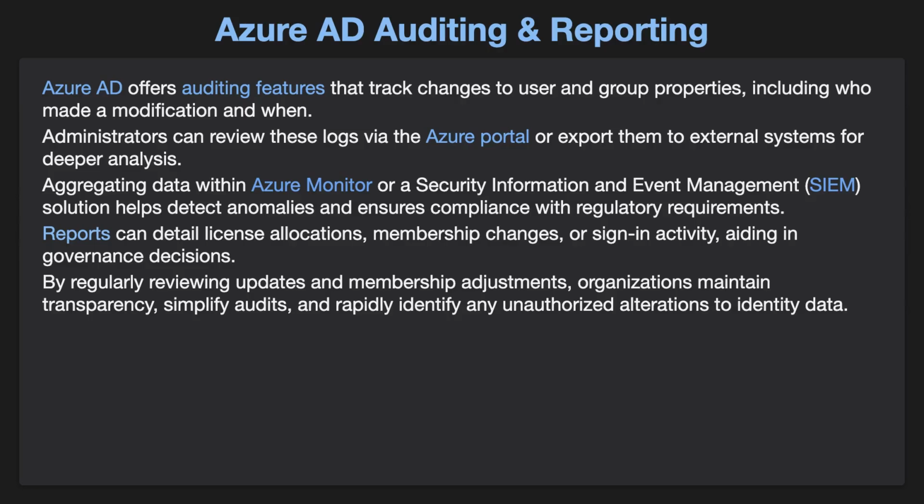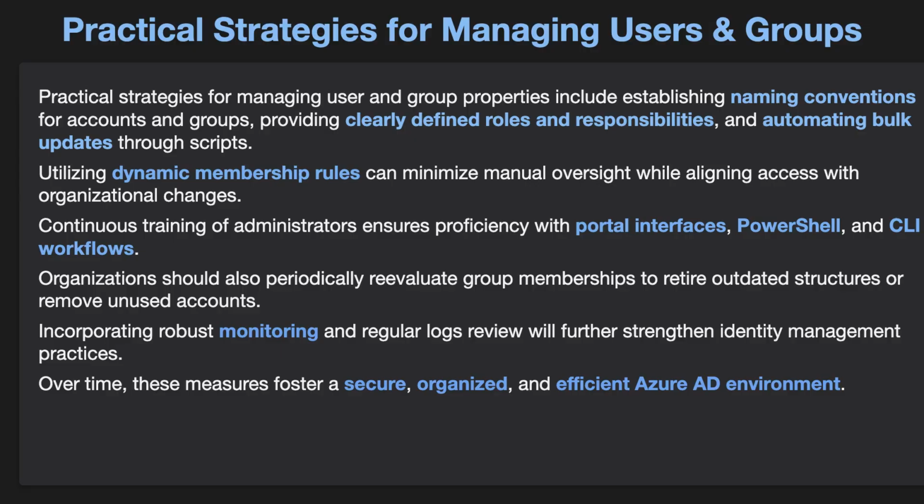Azure AD offers auditing features that track changes to user and group properties, including who made a modification and when. Administrators can review these logs via the Azure portal or export them to external systems for deeper analysis. Aggregating data within Azure Monitor or a Security Information and Event Management (SIEM) solution helps detect anomalies and ensures compliance with regulatory requirements. Reports can detail license allocations, membership changes, or sign-in activity, aiding in governance decisions. By regularly reviewing updates and membership adjustments, organizations maintain transparency, simplify audits, and rapidly identify any unauthorized alterations to identity data.